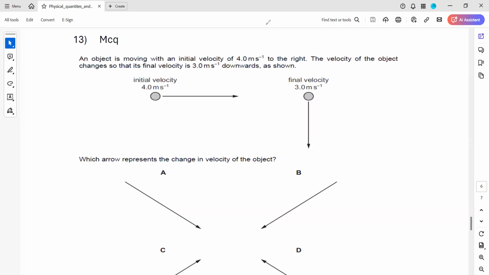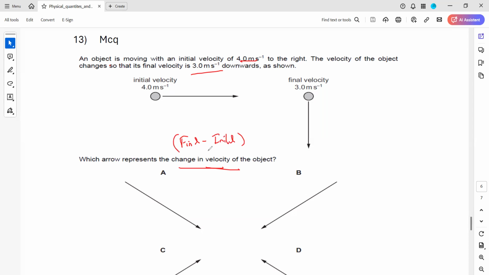The continuation of the pop quiz. As you can see, an object with the initial velocity of 4, the starting velocity is 4. The velocity of an object changes so that the final velocity is 3. Which arrow represents the change in the velocity? Whenever we calculate the change in the velocity, it's the final velocity minus the initial velocity.